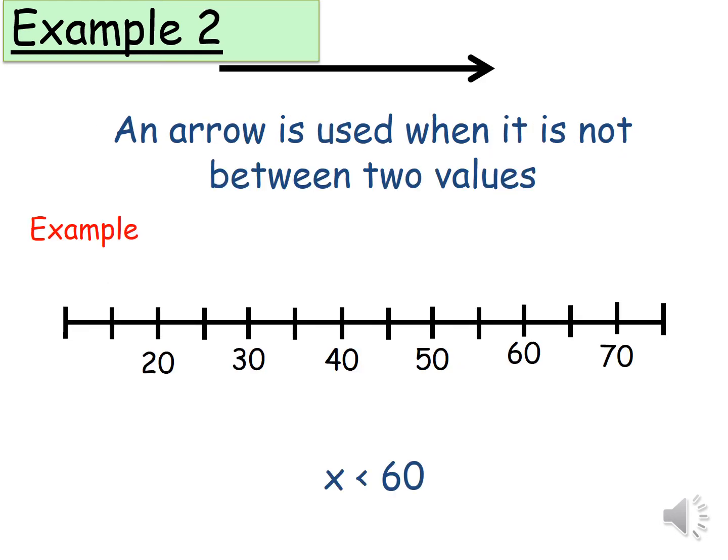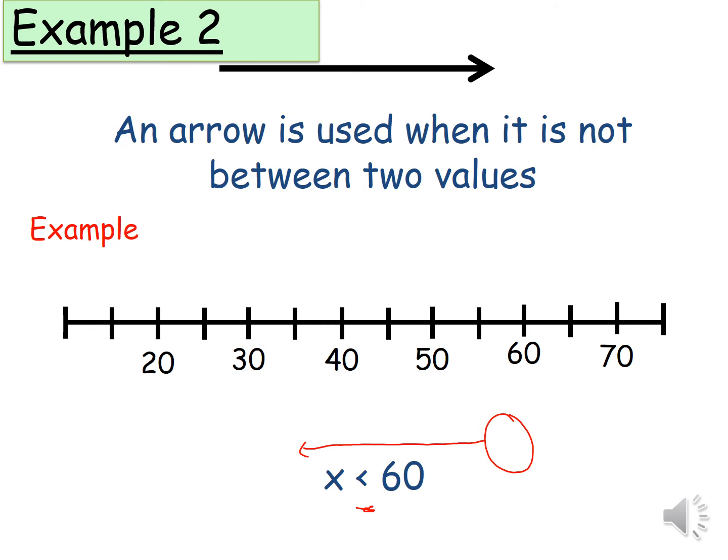Okay, so I want to represent the inequality of x is less than 60 on this number line. So x is less than 60. Now I know because there's only one inequality involved, there's only going to be one circle. And because there's no equals to, my circle is going to be empty. Now because it's less than, I know my numbers are going to be getting smaller, so I will start at 60 and I will get smaller. So x can be any number below 60.